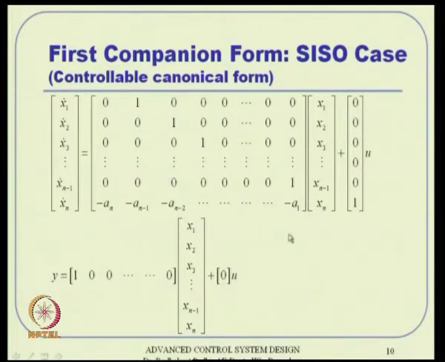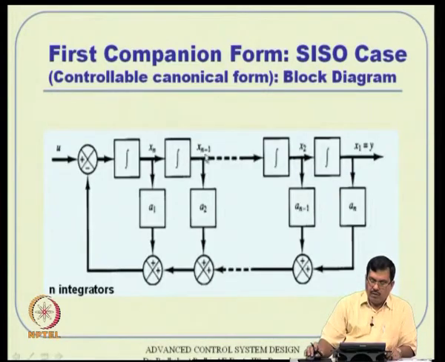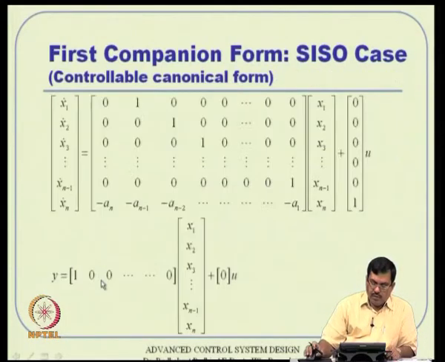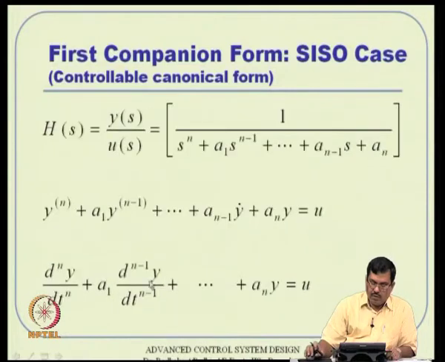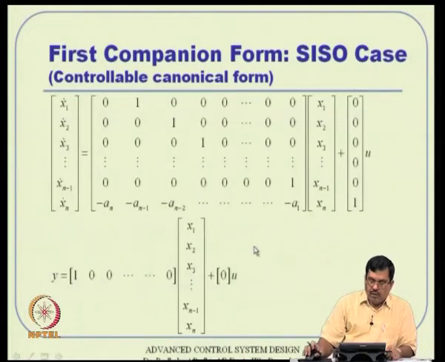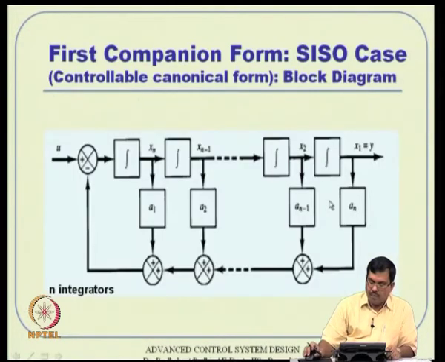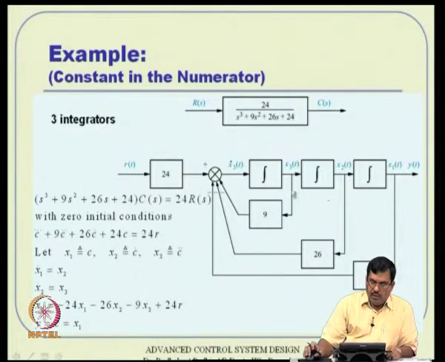Because y is nothing but x1, the C and D matrices turn out to be just this. That is how we ended up with the first companion form. We also briefly overviewed the block diagram representation, which requires n integrators, because you have an nth order differential equation anyway. That is the reason you require n state variables.